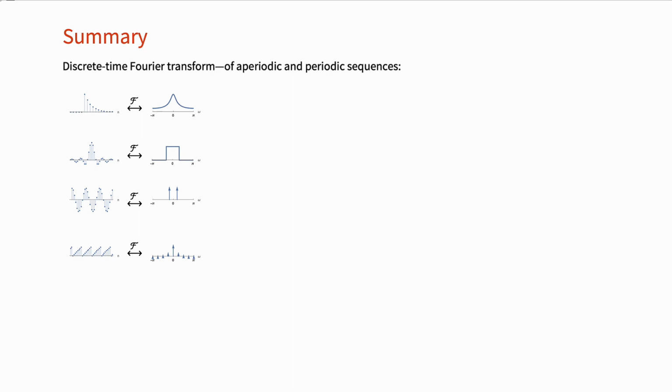In this lesson, we presented the discrete time Fourier transform. We evaluated the transform of several aperiodic and periodic sequences, and we obtained several transform pairs. We also showed that the discrete time Fourier transform has a periodicity of 2 pi.